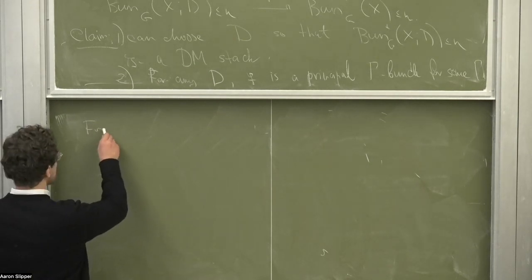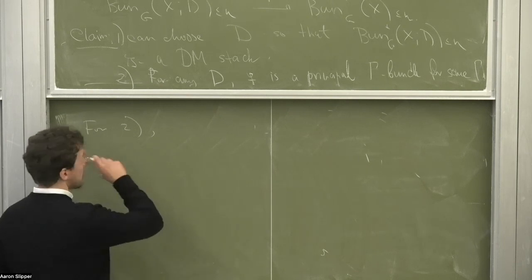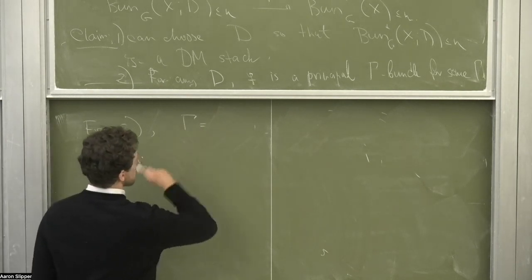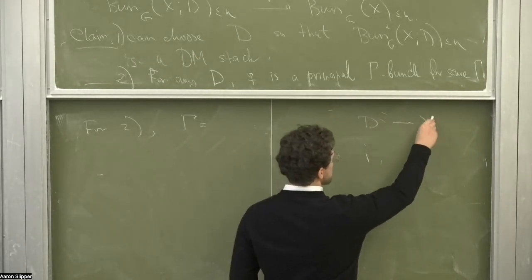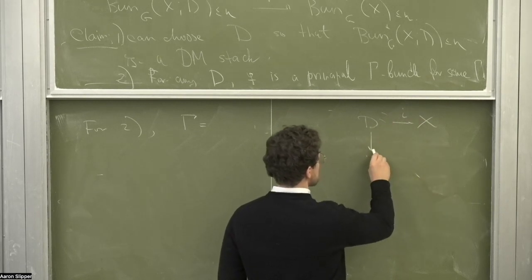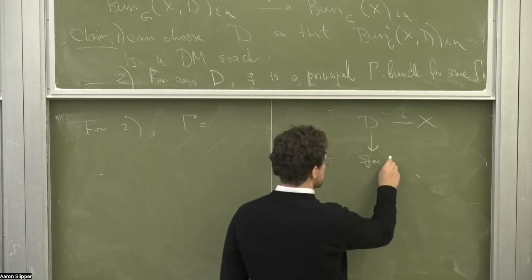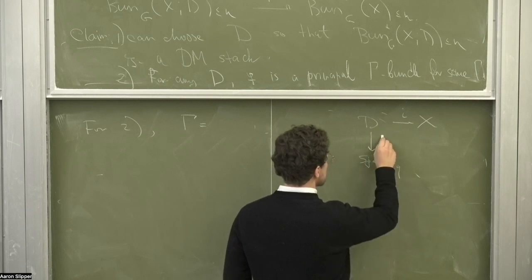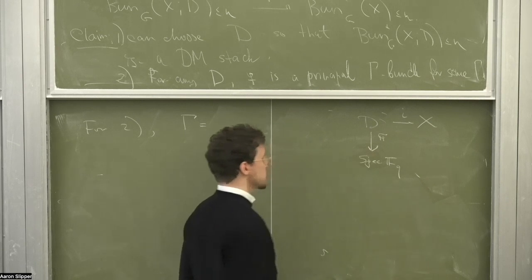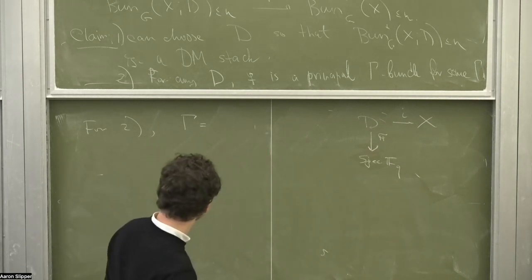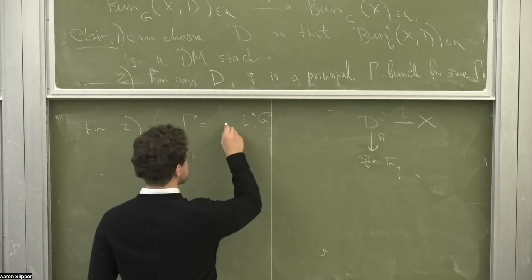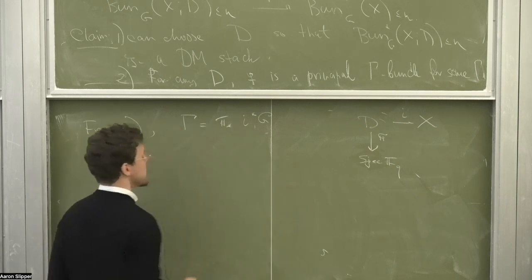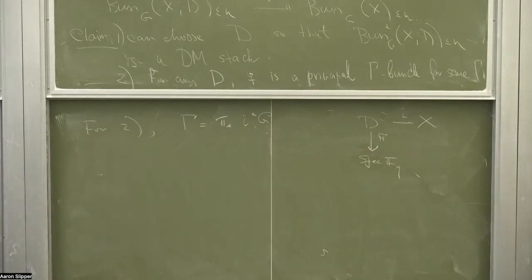So for two, I can just tell you what gamma is. So I have T, X via some map, and this is given by pulling back G from X to T, and then taking the restriction like this. So this is always true.